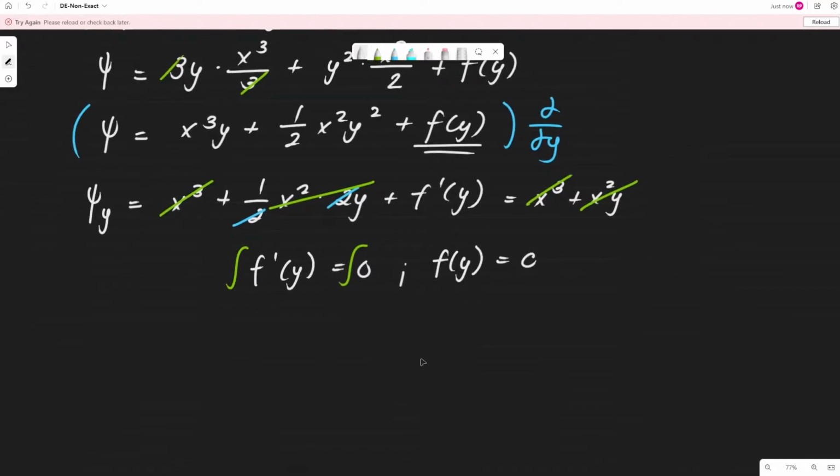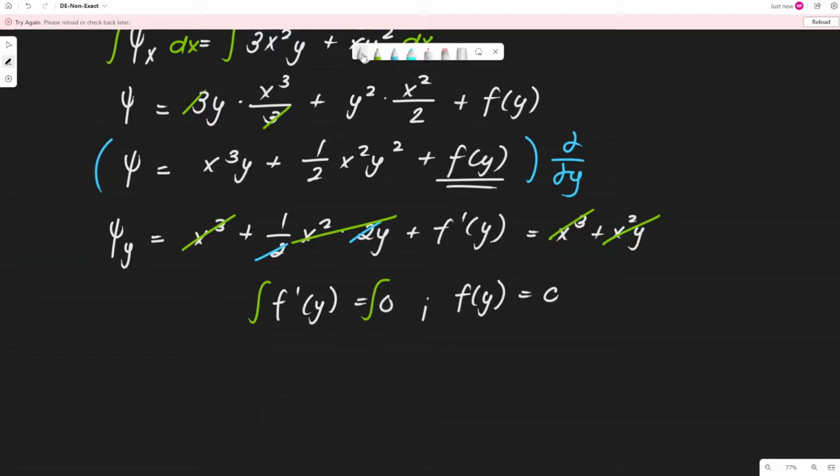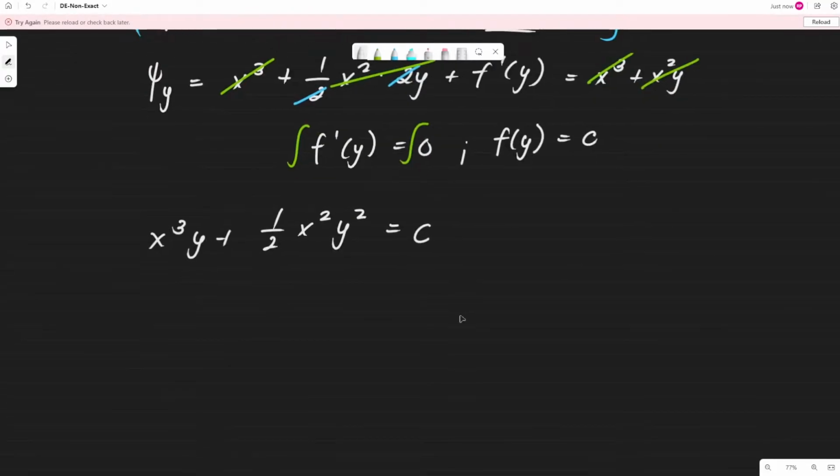Since we already have the value of f of y, we can get the actual solution by getting the psi function, but we will not include psi. So we will have x cubed y plus 1/2 x squared y squared is equal to c. This is the general solution to the differential equation. I hope it is clear how we arrived at this answer. Okay, next.